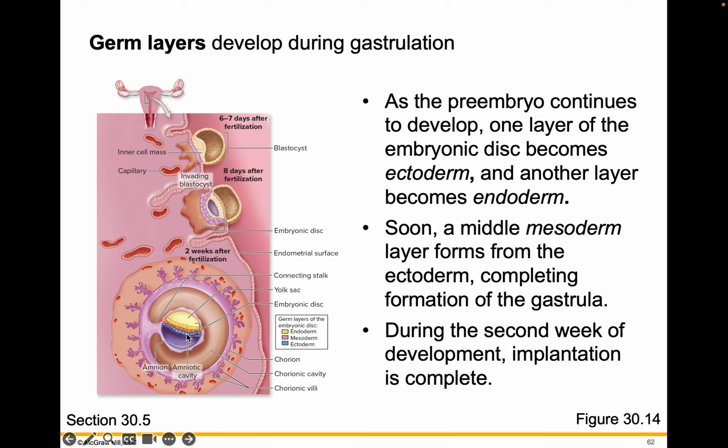Ectoderm, endoderm, and then this layer in the middle is the mesoderm. Once those 3 cell layers are present, that completes formation of a gastrula.